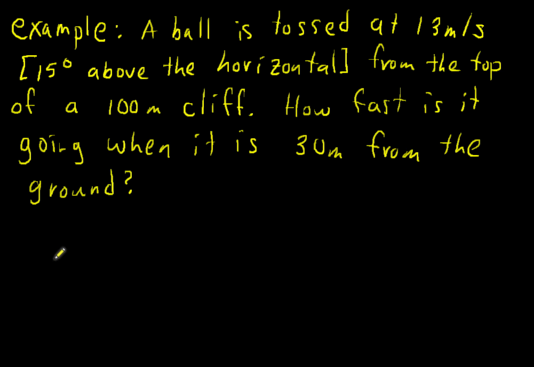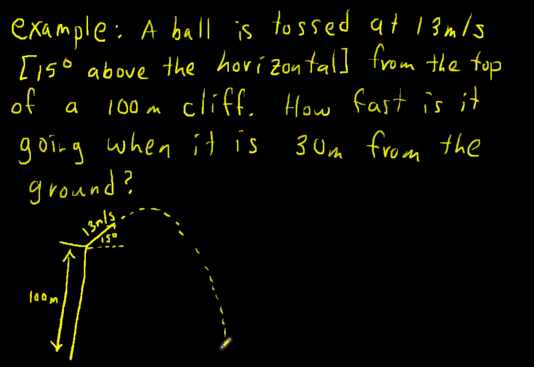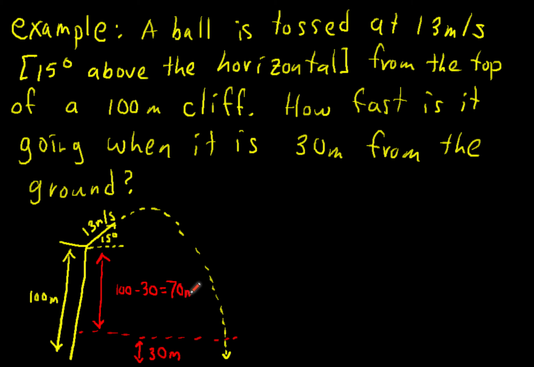It is always helpful with projectile motion to draw a picture of the situation to get an understanding of the different values that are known in the problem. The cliff is 100 meters high, and the ball is tossed at 13 meters per second at an angle of 15 degrees. It takes this parabolic trajectory of a projectile, and we are interested in how fast it's going 30 meters from the ground. At this time, the displacement from where it started is 100 minus 30, which is 70 meters from where it started.